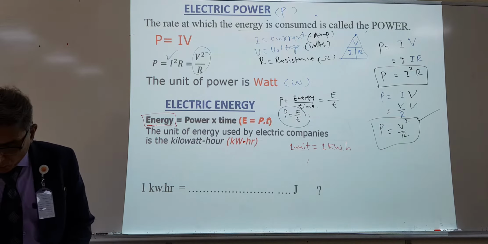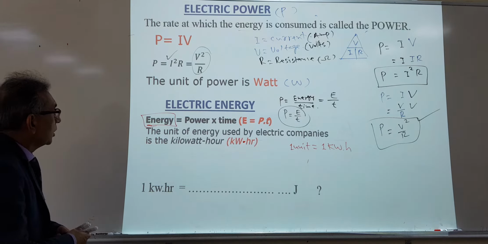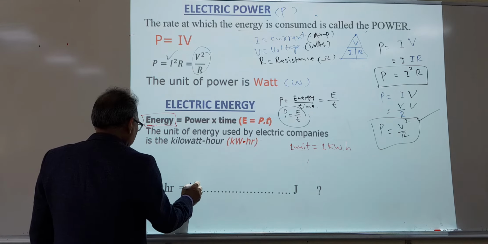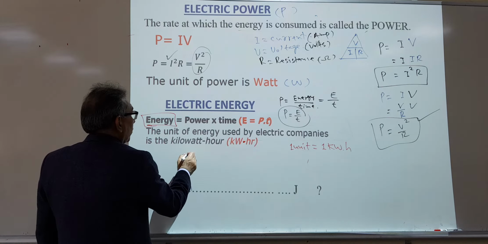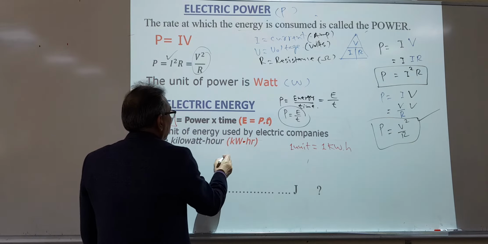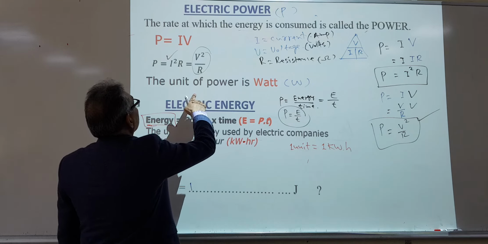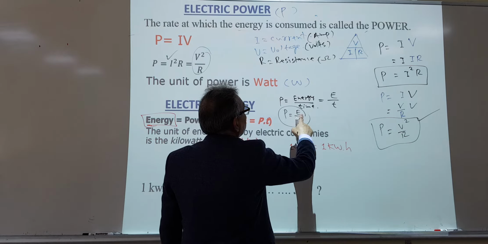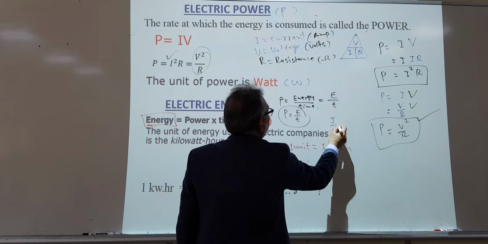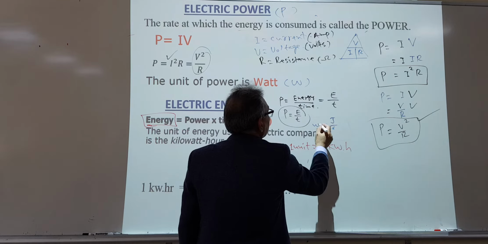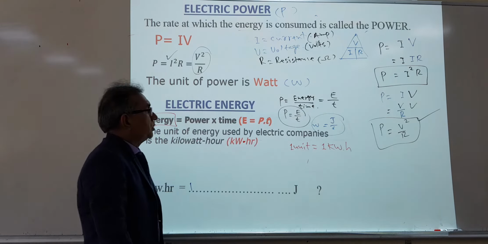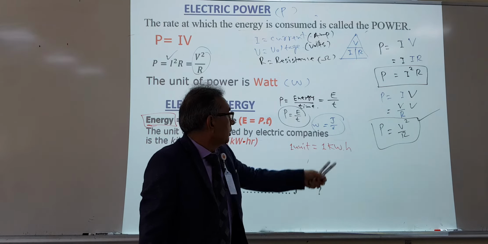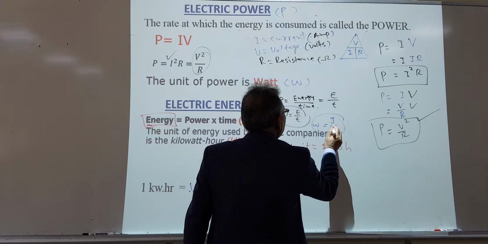So 1 kilowatt hour, basically watt is the unit for the power. Joule is the unit for energy. So joule per second is equal to watt. You know that from chapter number 5, work and energy. Right? So joule per second is watt.